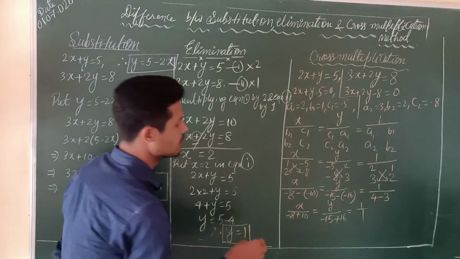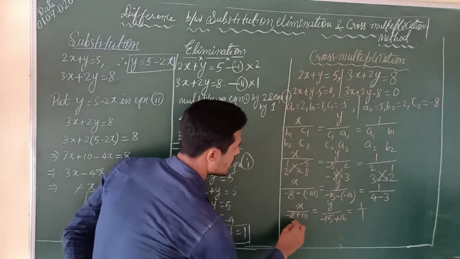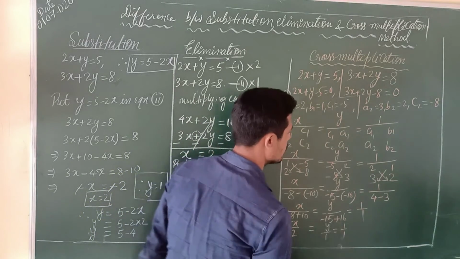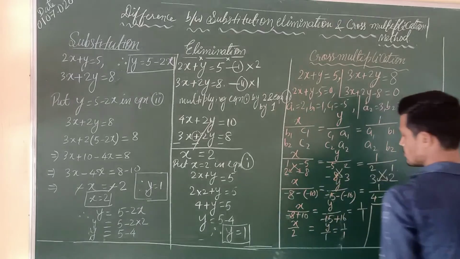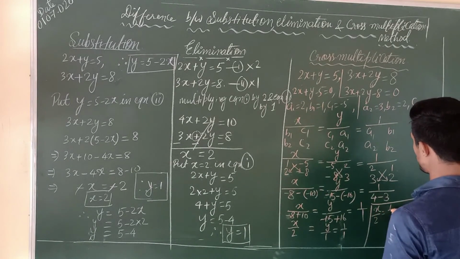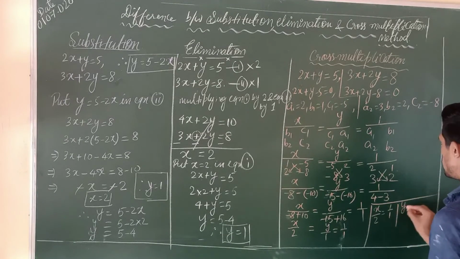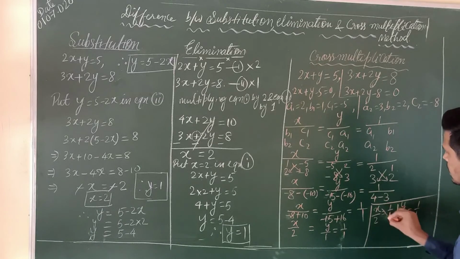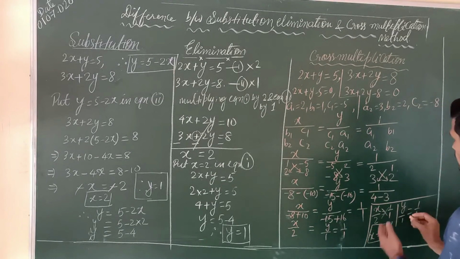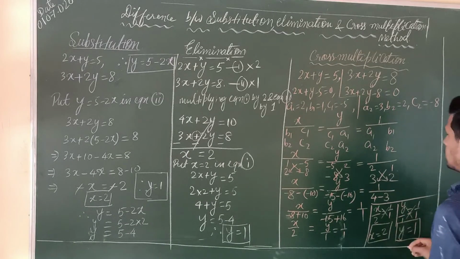Now this value is equal to 1 upon 1 and this value is also equal to 1 upon 1, so we will equalize them. That means x upon 2 equals y upon 1 equals 1 upon 1. So x upon 2 equals 1 upon 1, and also y upon 1 equals 1 upon 1. Now cross multiplying, x ones are x, 2 ones are 2, that is x equals 2, and y ones are y, ones are 1, that is y equals 1. This is the whole answer.